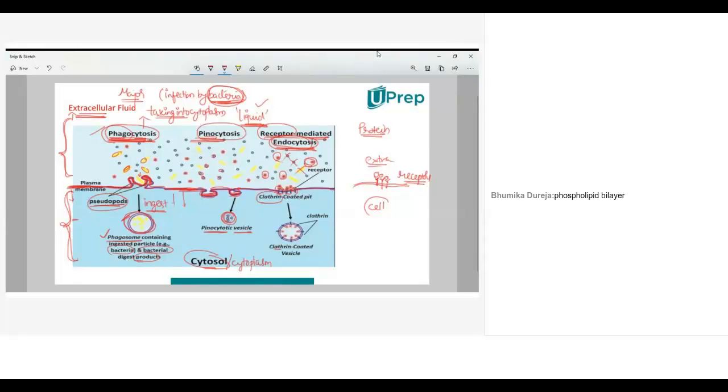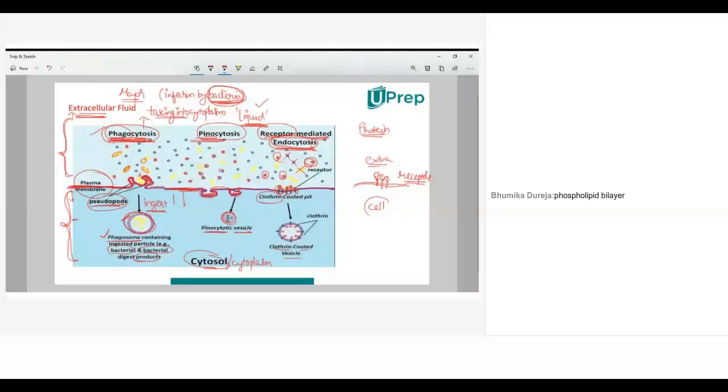So these are the three different processes by which various molecules will be taken up by the plasma membrane. Have you got any doubt? Phagocytosis, just repeating the whole summary. Phagocytosis, pinocytosis, receptor mediated endocytosis.